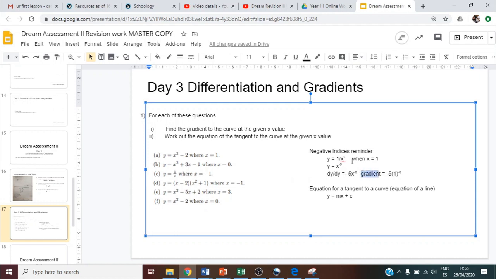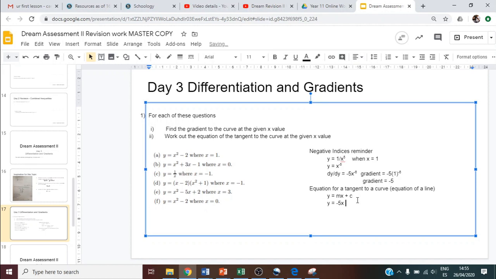Gradient equals negative 5. So if our gradient is negative 5, now I'm going to write down my equation of a line. It's going to be y equals negative 5x plus c, and I need to work out what c is. Now this is a tricky bit.